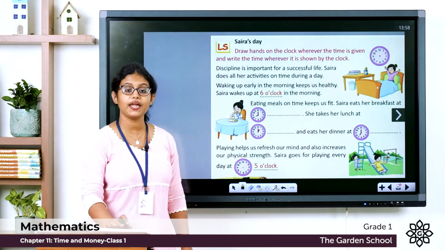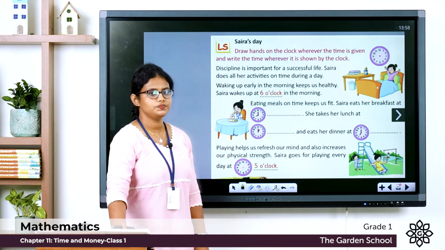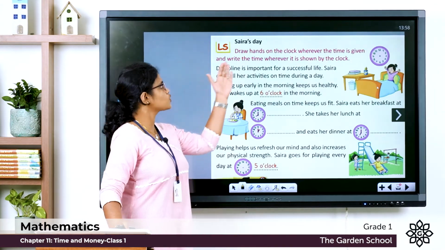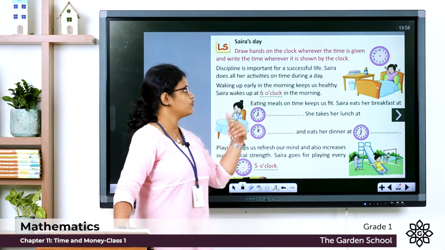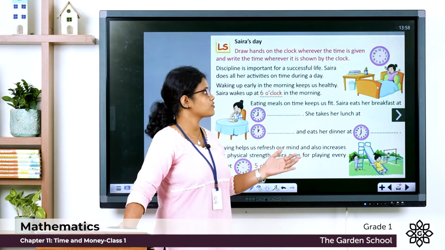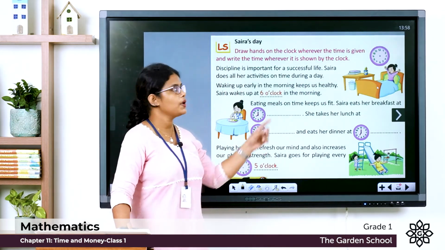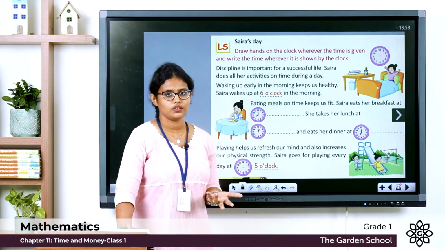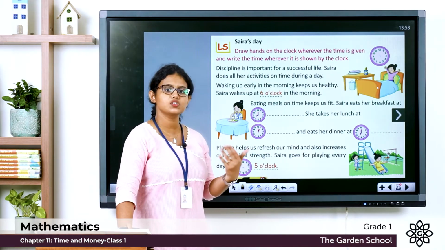Then on page number 160. So here, let's read this. You have to draw hands on the clock wherever the time is given. And you have to write the time wherever it is shown. Fine. So let's read this, understand this and do it.